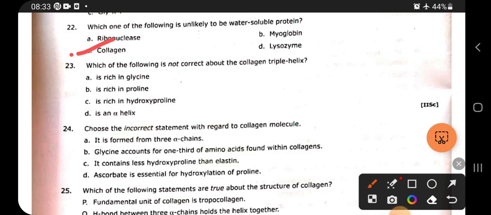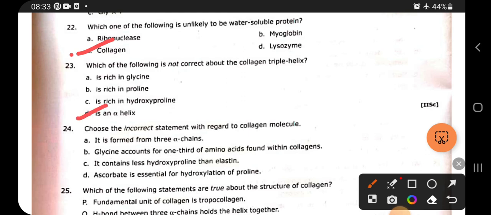23rd is, which of the following is not correct about collagen triple helix? A, it's rich in glycine. It actually is rich in glycine. B is rich in proline. Yes, there is a lot of proline there because that gives it a rigid structure. C is rich in hydroxyproline. Again, hydroxylation is a characteristic feature of your collagen. D is an alpha helix.